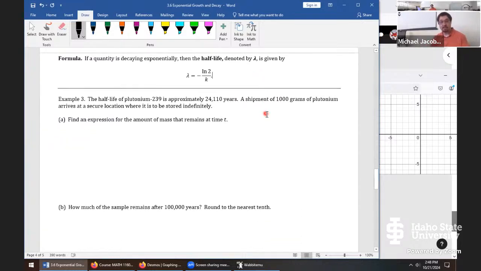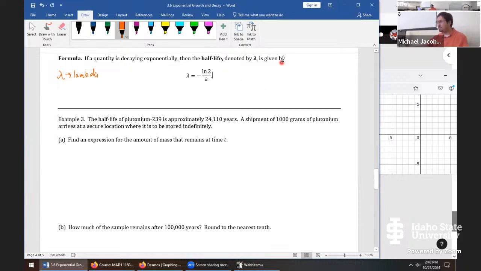So something is decaying exponentially, then the half-life is the time it takes for half of your material to have been totally gone, disintegrated or something along those lines. Half-life is denoted by the symbol lambda, and let's write that out. This symbol here is referred to the Greek letter lambda. Not sure if I'm spelling that right, but let's go with that. And lambda is going to be always equal to negative the natural log 2 divided by k.